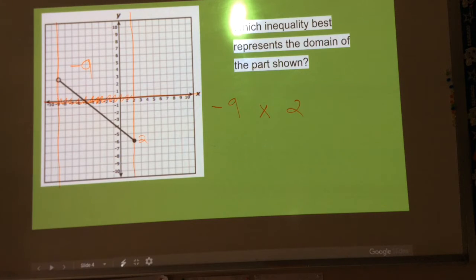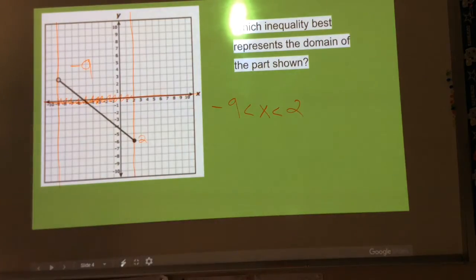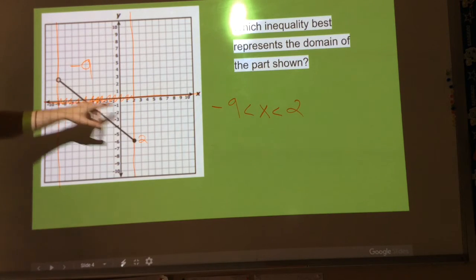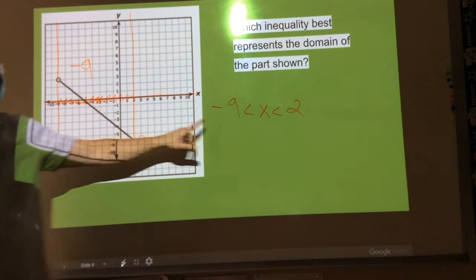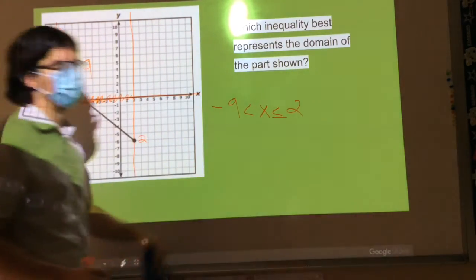Now, we've got to use inequality symbols because the problem says we're using inequality symbols. How do I know which ones are going to go where? Steven? By the type of circle. We know that they're both going to be less than signs, but this one is open, which means that this is going to stay less than. This one is closed, which means it's going to become less than or equal to.